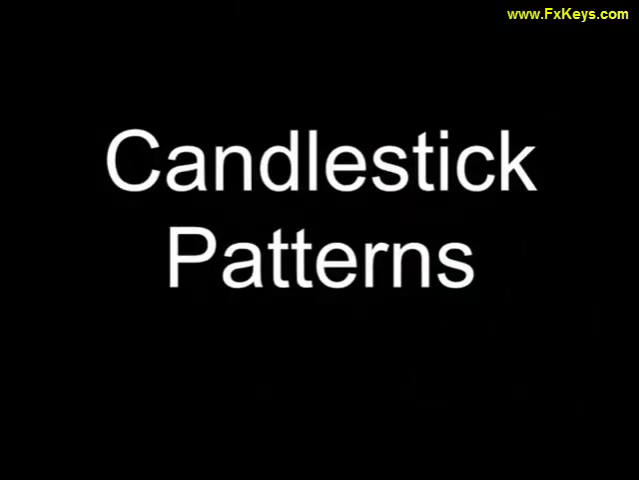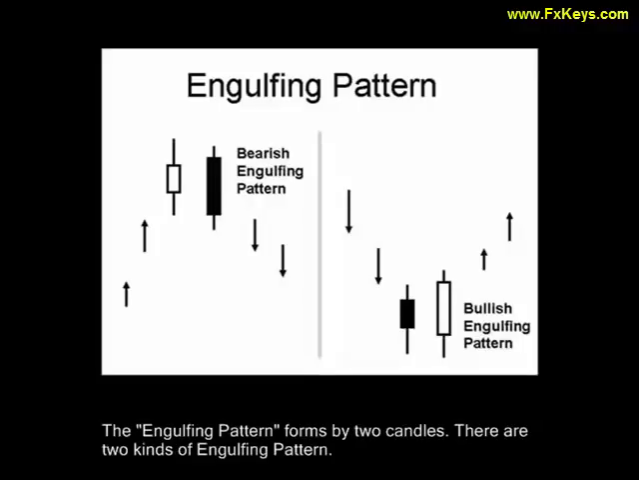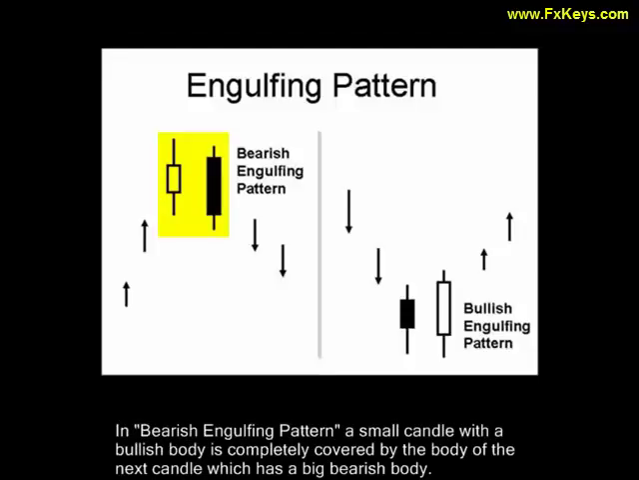Candlestick patterns. Engulfing pattern. The engulfing pattern forms by two candles. There are two kinds of engulfing pattern. In bearish engulfing pattern, a small candle with a bullish body is completely covered by the body of the next candle, which has a big bearish body.